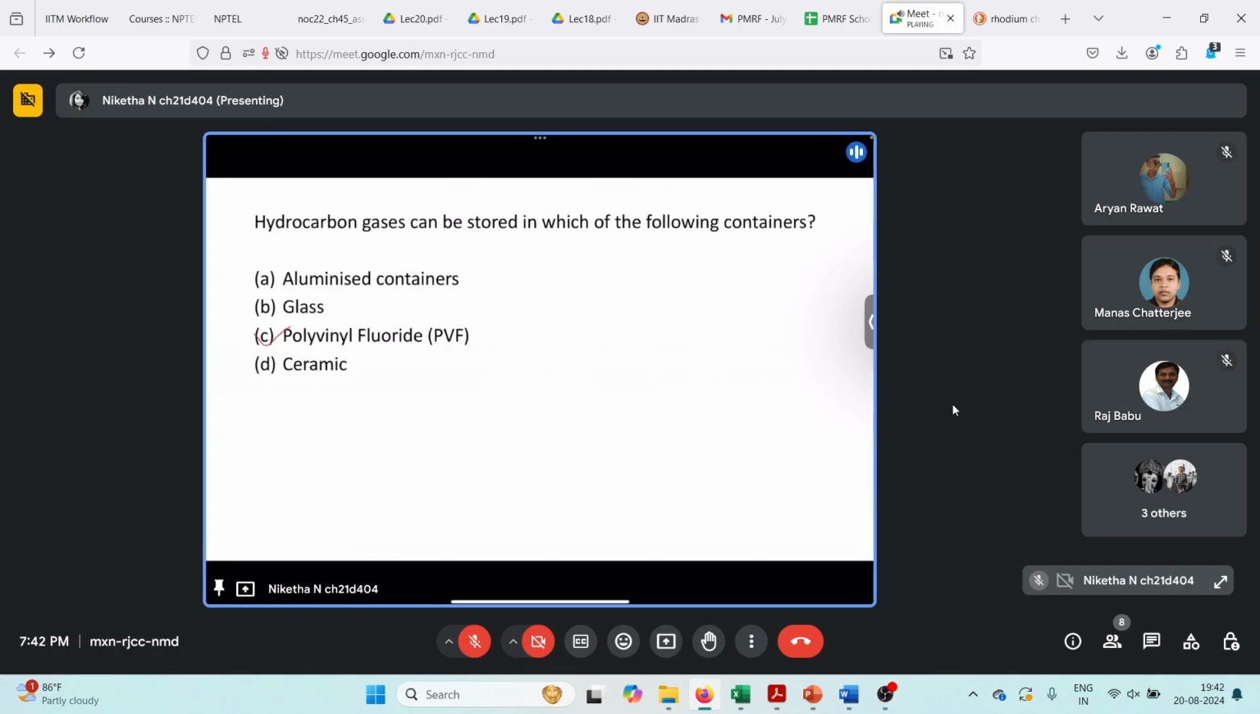That's because hydrocarbons or any organics will easily react with glass, ceramics, and aluminium containers. So, PVF is generally unreactive to hydrocarbons. And that's why if you use PVF containers, whatever hydrocarbon gases are there, they will be preserved and they won't react with the container wall.